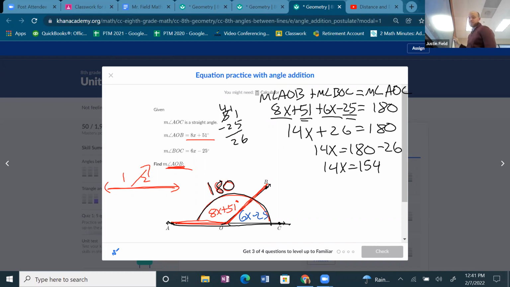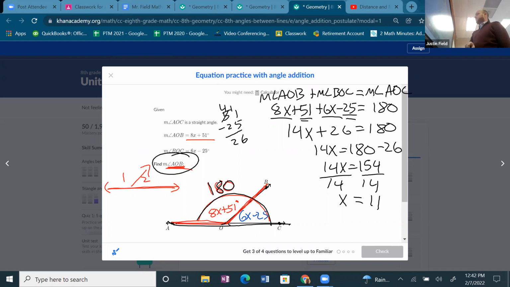And the last step, divide by 14. What is 154 divided by 14? 11. Okay. So now x equals 11.